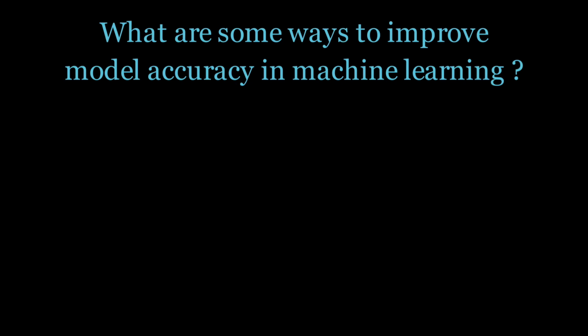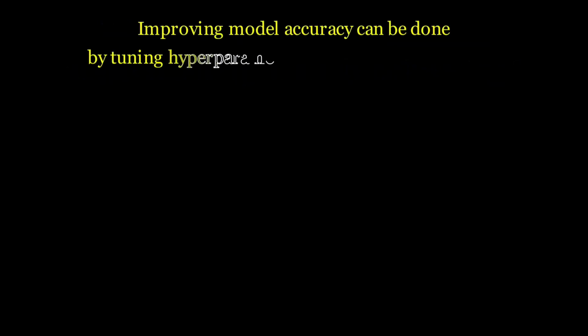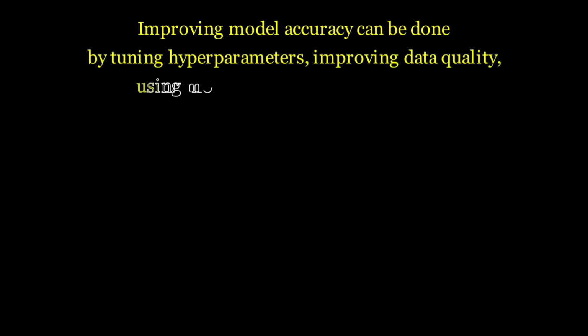What are some ways to improve model accuracy in machine learning? Improving model accuracy can be done by tuning hyperparameters, improving data quality, using more complex models, or adding relevant features.